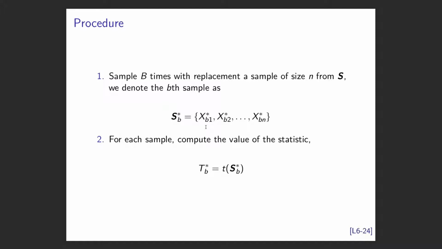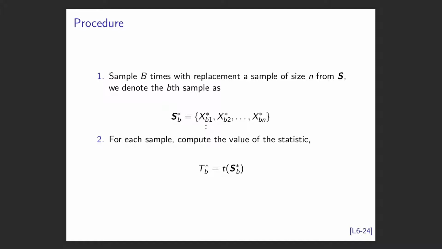So you go to your data and you say, right, I'll keep grabbing one out, put it back, grab it, and just record until I get a sample of size n. And I'm going to denote the B-th sample as S_B star. So I've got n observations. Some of them might be repeated observations, but it's the same size as the original sample, and it was obtained from the original sample by sampling with replacement.